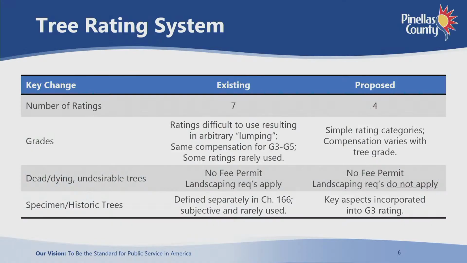So our first key change here is this rating system, and we're simplifying it pretty substantially. We're going from 7 categories in the existing to 4 proposed categories. The hope is that this is going to be much easier for the regulated community to understand and apply when submitting permits, and also for our staff when reviewing those permits. These changes will promote the voluntary removal of undesirable trees, invasive species, and also require appropriate compensation for larger, healthier trees that we would otherwise want to retain, but need to be removed for development purposes. Importantly, these changes prioritize the preservation of the largest, highest graded trees that provide the most benefit to the community.